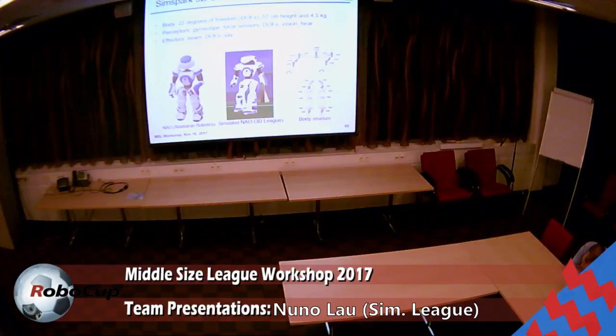Because, of course, the code in order to control a humanoid robot is very different from the code that you have to write in order to control a sphere robot. For the current version of the 3D simulation, what we are using is a 3D simulated agent that is very similar to the Nao robot, and that includes 22 degrees of freedom. It is about 57 centimeters in height and 4.5 kilograms. It includes a gyroscope, 4 sensors, and you can control every joint, of course.